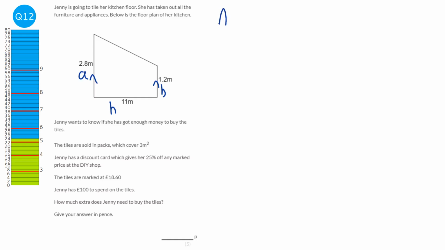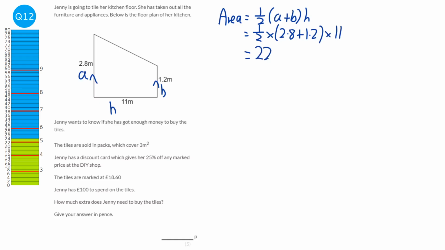So we're going to start off by writing down the formula. So it'd be half A plus B H. So half times 2.8 plus 1.2 times 11. And when we do that, we get 22.